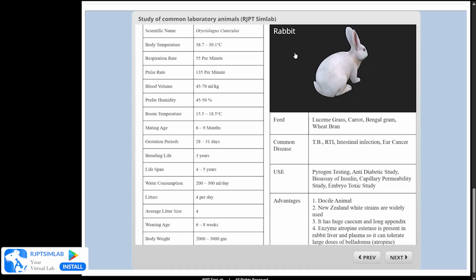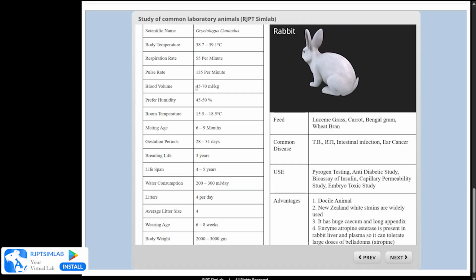Our first animal is rabbit. The scientific name of rabbit is Oryctolagus cuniculus. Oryctolagus is the genus name and cuniculus is the species name. The body temperature of rabbit is 38.7 to 39.1 degrees Celsius. The respiration rate is 55 per minute. The pulse rate is 135 per minute.